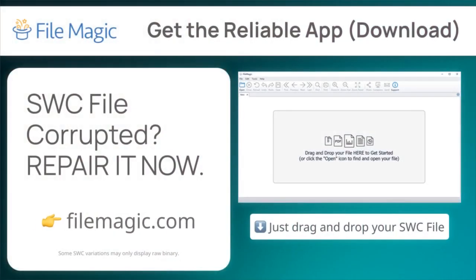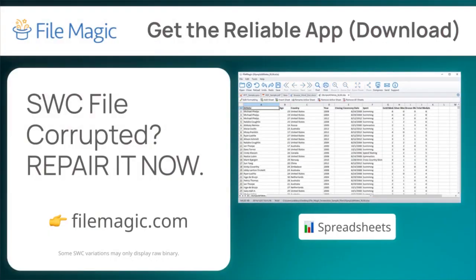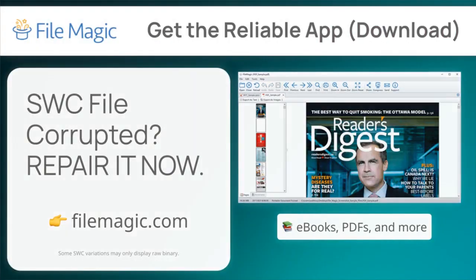Keep your expectations high for the final step. We will introduce you to the single utility that makes troubleshooting the SWC format and dozens of others obsolete.